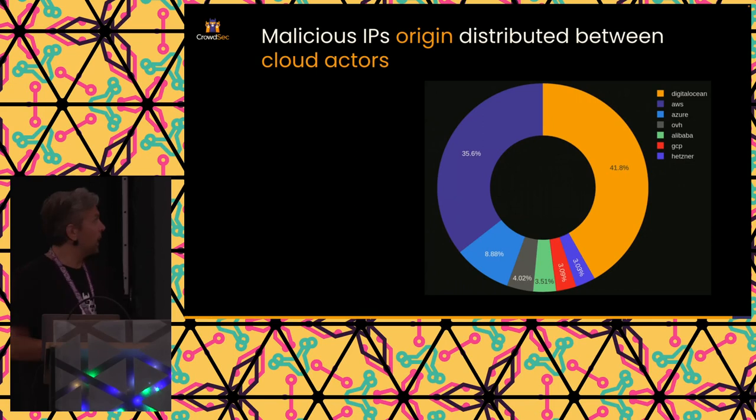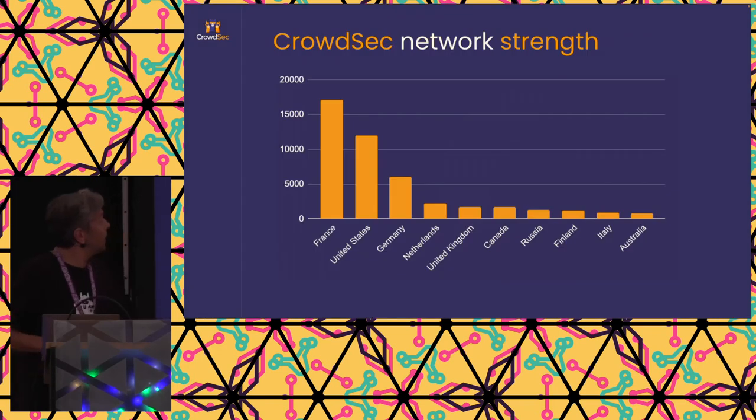And in spite of how good AWS are at cleaning up, they still have a lot of attacks. So I wonder how it would have looked if they were worse at cleaning up. So AWS dominates this space with DigitalOcean. I don't know if that's something to be proud of or not. And the CrowdSec network strength is basically the top 10 of the countries that have the most CrowdSec agents. The picture is a little bit blurry because France, US, Germany, Netherlands, they have a lot of cloud providers. So we may know where the IPs are physically, but we don't know where users are from, of course.